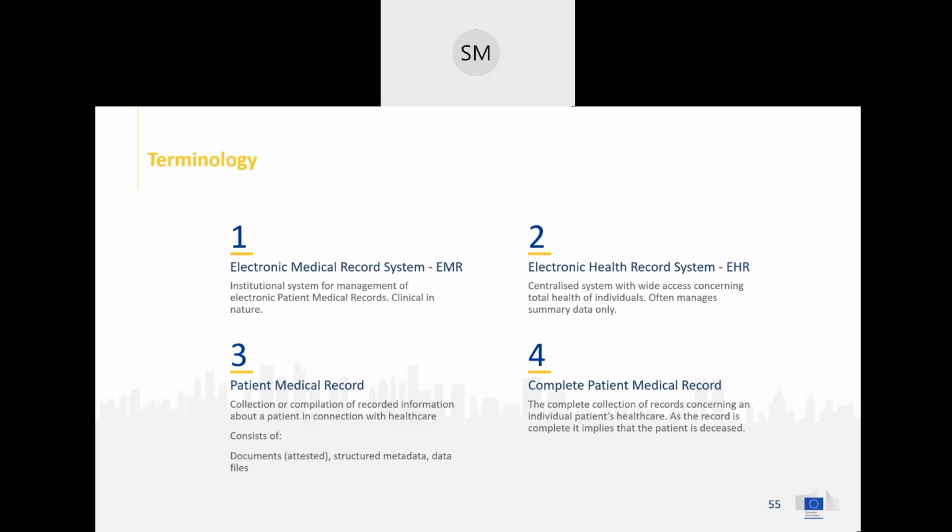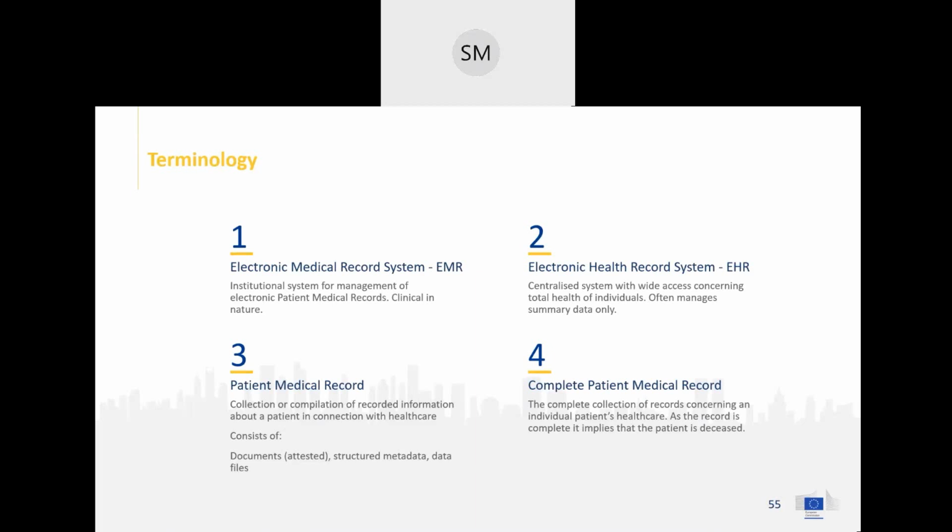The patient record, again, we have different terms used, and we've seen them today. The term journal is used quite a lot. For my definition, I talk about a patient medical record as being the collection or compilation of recorded information about a patient in connection with healthcare. If looking at, for example, electronic medical record systems, these can consist of quite a number of different electronic file types. The core of it still is documents which consist of free-flowing natural language, and quite often are attested by a medical practitioner.